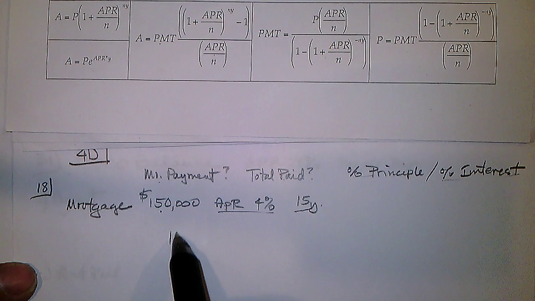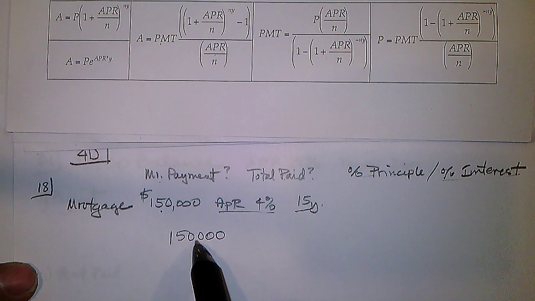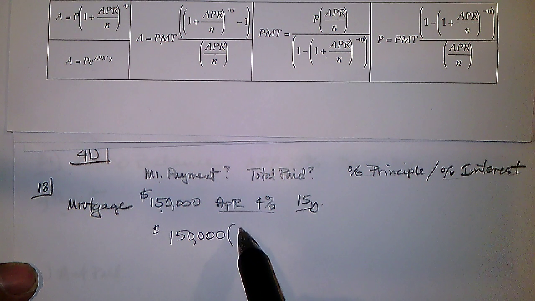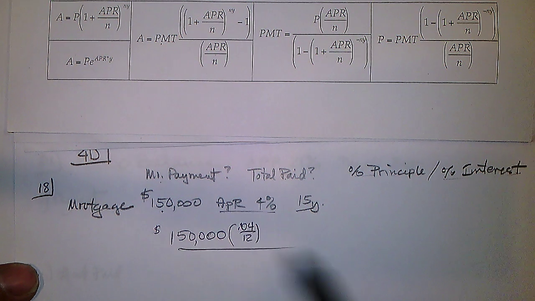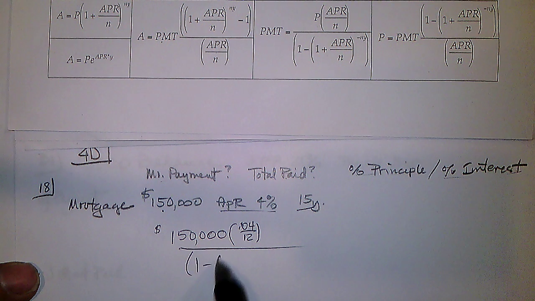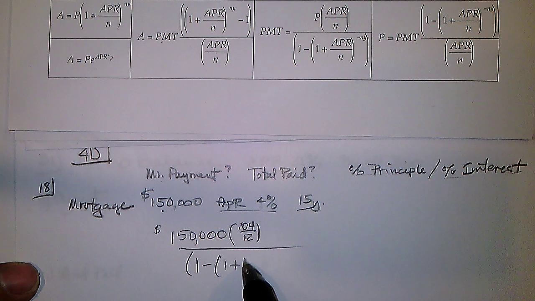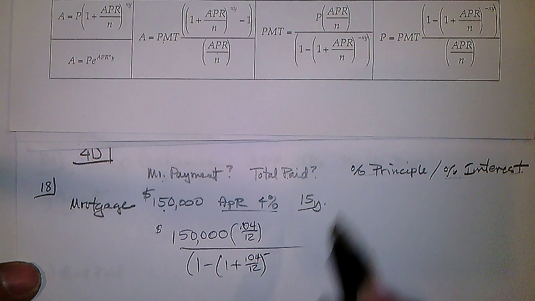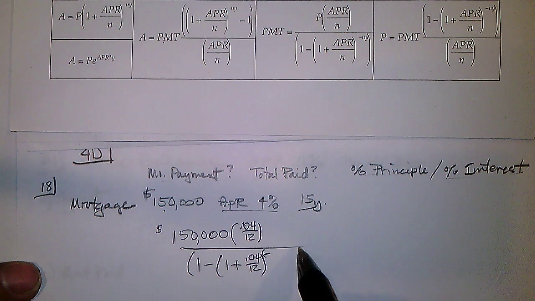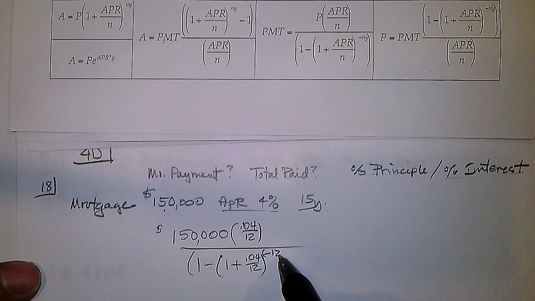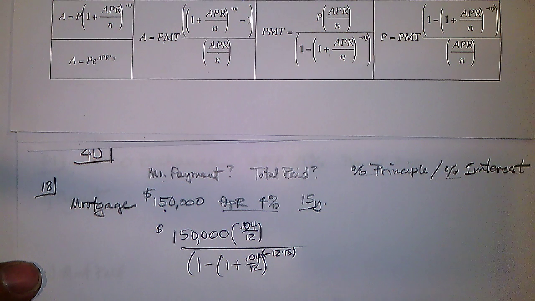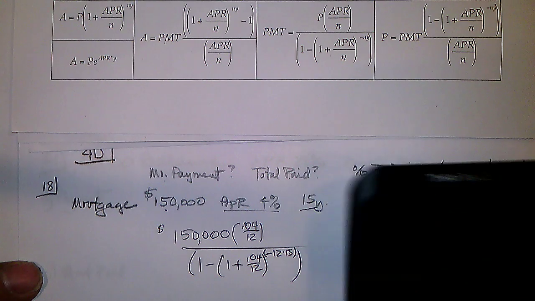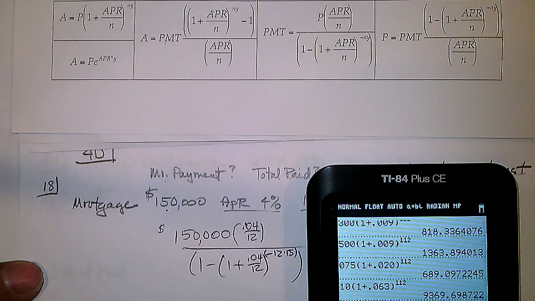So that's going to be 150,000 times APR 0.04 over 12, divided by 1 minus parenthesis 1 plus the APR 0.04 divided by 12 to the negative, and it's real important to get the negative, and N is 12 and the number of years is 15. 12 for months and years. Close that parenthesis. So let's see how much the payments are here.